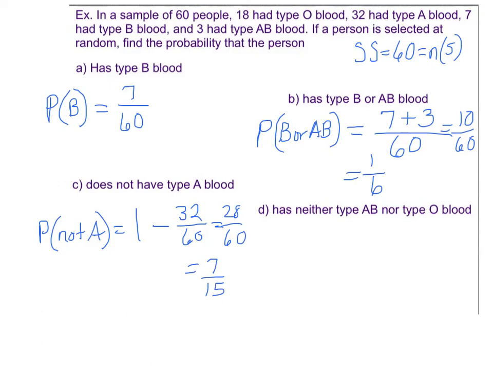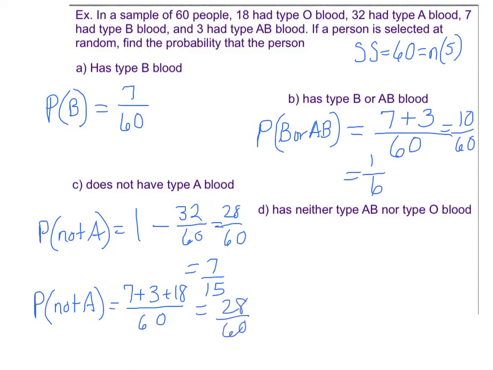So the other way you could do that is you could say not A equals over 60. Not A would be 7 plus 3 plus 18, which is still 28 over 60, which still reduces. So either way you can do it.